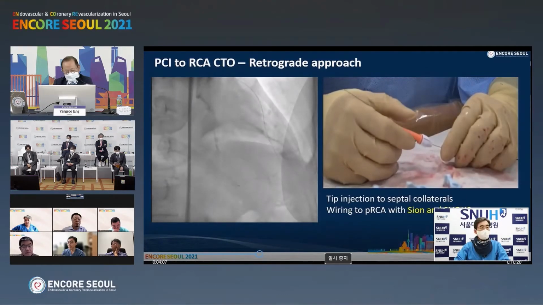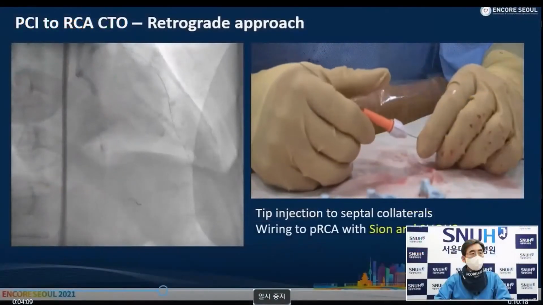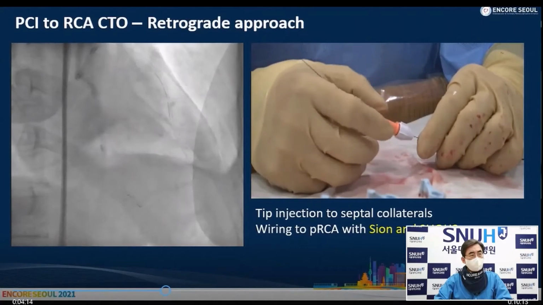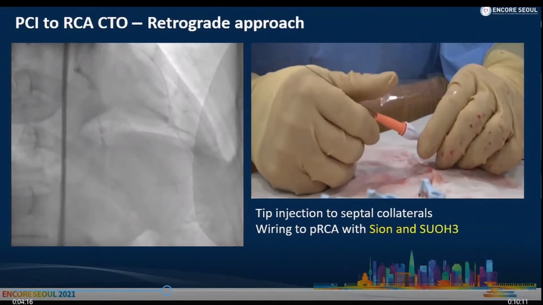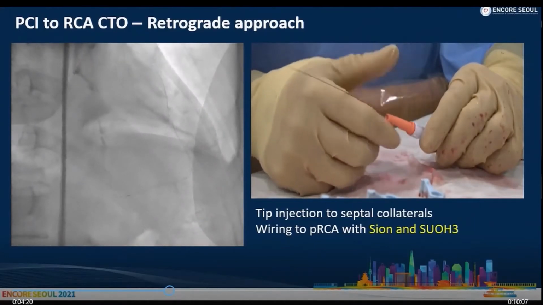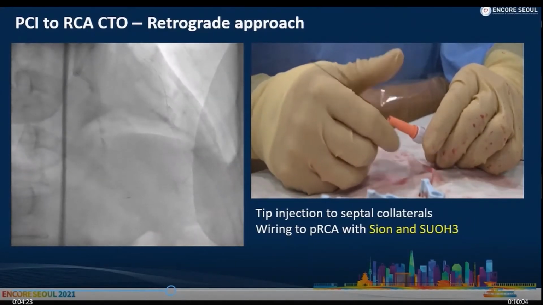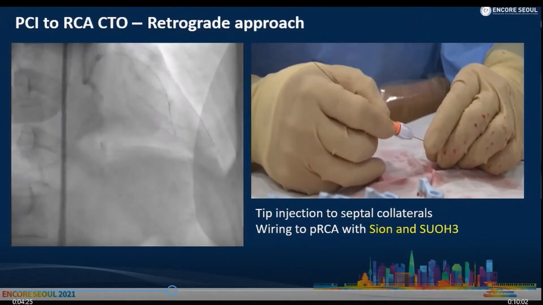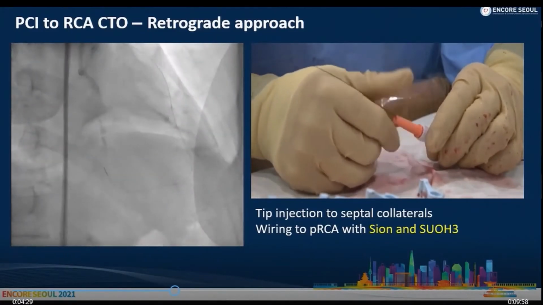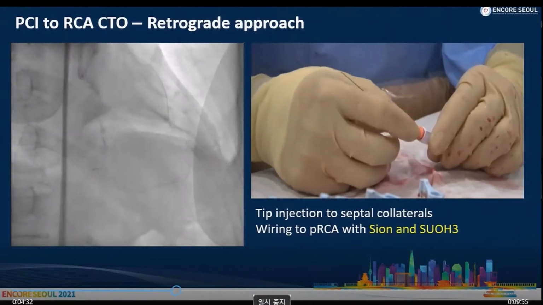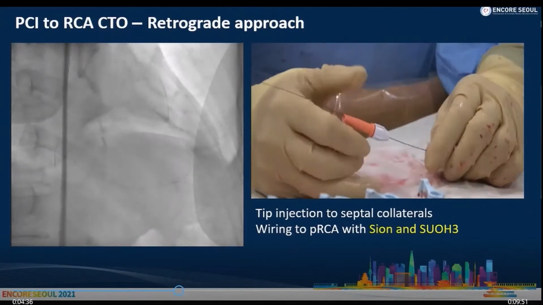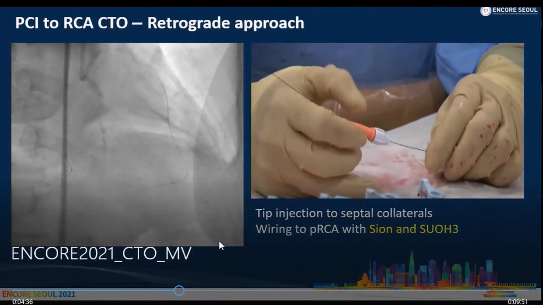Just right turn 3 or 4, and then left turn 3 or 4. Wait, right 3, wait, left 3, wait, to give the wire time to spontaneously expand and advance through the lumen. Rotate and wait, not push.